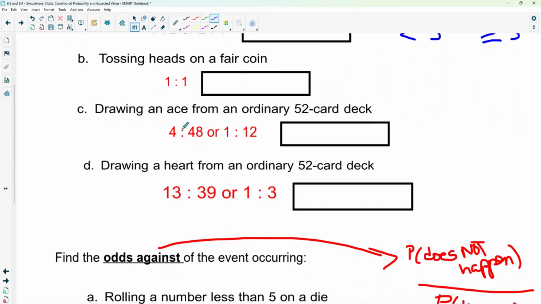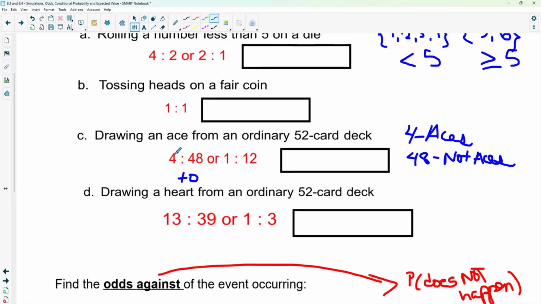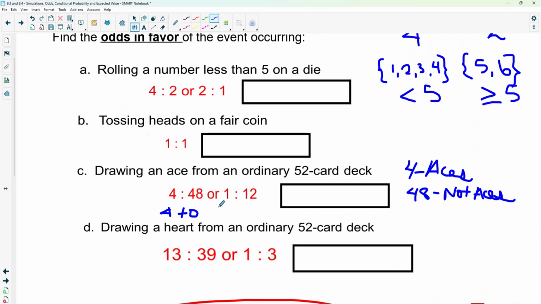On C, drawing an ace from an ordinary deck of cards. So you have 4 aces, right? And then 52 minus 4 is 48 not aces. Right? Not aces. So that's why we got 4 out of 48, which we simplify to 1 to 12. And you can use the colon or you can use the word "to." Okay? So yes, 4 to 48, or 1 to 12, right? So yeah, 4 to 48, or the colon in there.